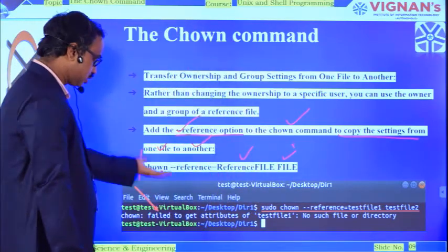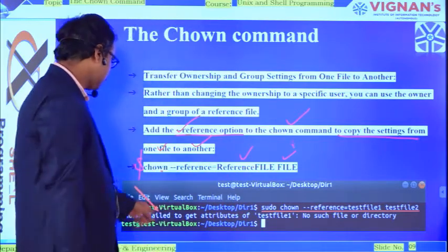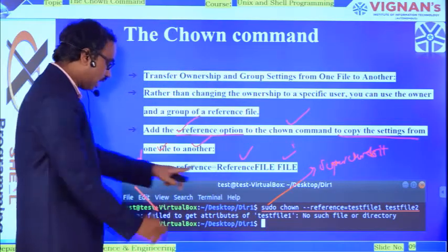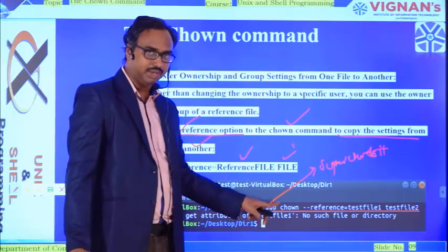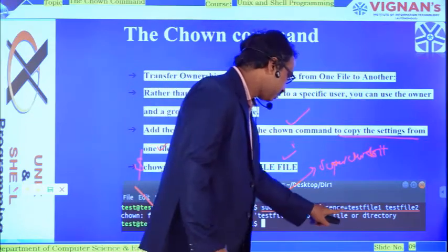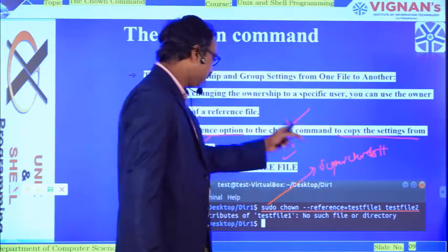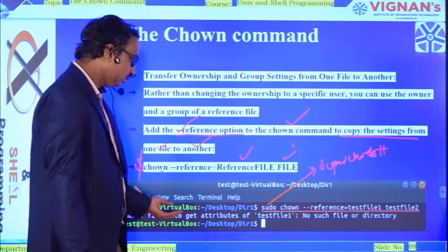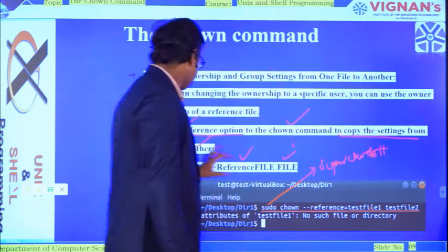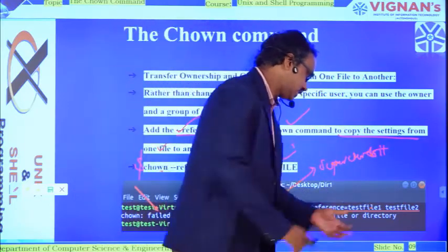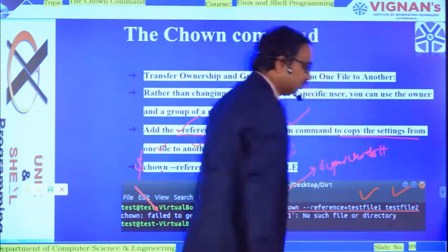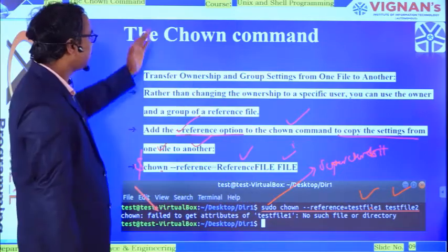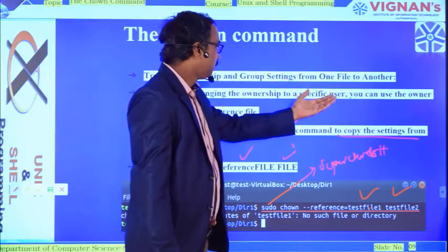Now coming back to the execution of how it will be done. By typing sudo chown, as usual, in front of the chown we have to add sudo compulsorily, without that it will not be executed. sudo chown --reference=testfile1 testfile2. Let us say the reference file name is testfile1 and the actual file name is testfile2. It will simply copy the settings from testfile1 to testfile2. So this is the example of transferring the ownership as well as the group setting from one file to another file.